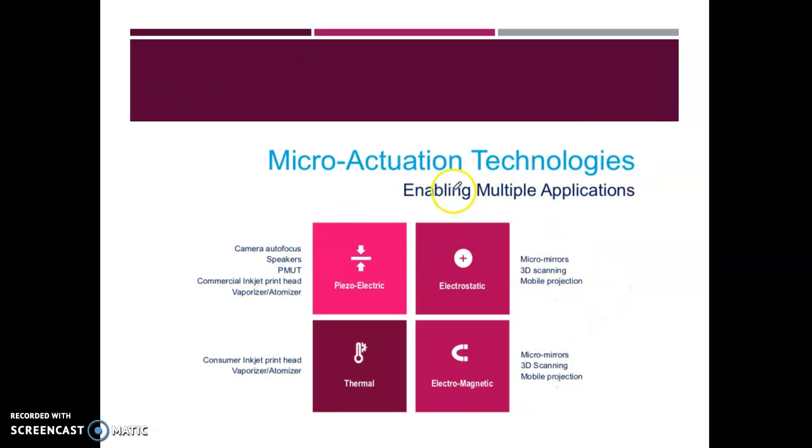So in order to have either sensor or actuator, there are four important principles here. The first one is piezoelectric, the second is electrostatic, the third is electromagnetic, and the fourth is thermal. All these principles can become either sensors or actuators, depending on the application. What we are going to focus on is only the piezoelectric principle. Some examples are piezo speakers, the autofocus, the inkjet heads, and so on.